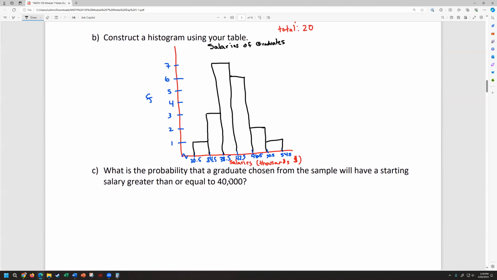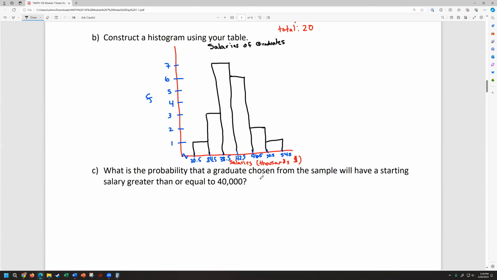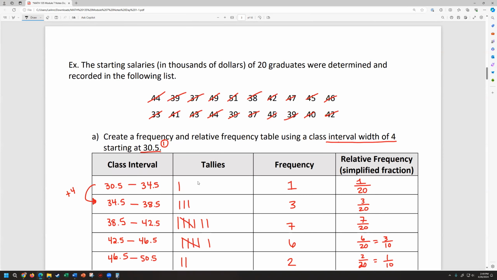Now, the question they had down here is kind of hard because this doesn't correlate directly with the values of the endpoints. They said, what is the probability that a graduate chosen from the sample will have a starting salary greater than or equal to 40,000? But we have the list of data, so we just need to find any salaries that are 40 plus, okay? So if we go up here, I'm going to circle them. So there's 1, 2, 3, 4, 5, 6, 7, 8, 9, 10, 11, 12, 13.